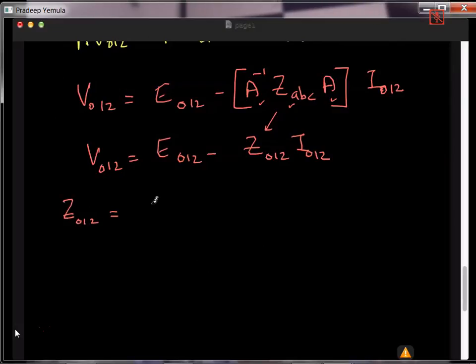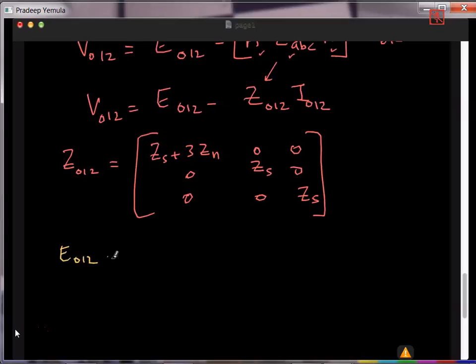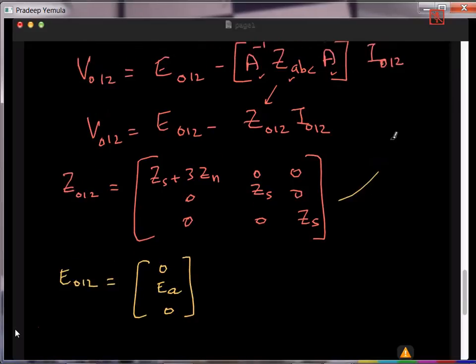Z012 will be nothing but ZS plus 3ZN, ZS, ZS. That's all, the rest are all zeros. So this is the Z012 matrix. Similarly, E012: EA, EB, EC are there, but only the positive sequence is present. So the zero sequence you will get 0, this you will get EA, and this you will get 0. So this is E012.